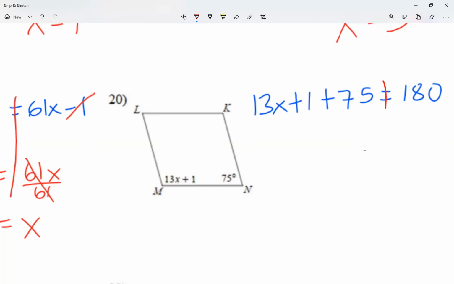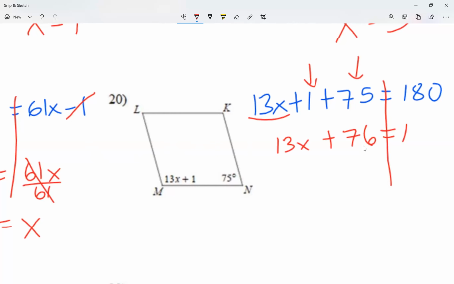All right, the rest is just algebra. Let me separate my sides at the equal sign. On the left side, I can probably combine some like terms. When it comes to letters, I just have 13x. When it comes to numbers that don't have a letter, I see a positive 1 plus 75. So 1 plus 75, I usually call that 76. And I'm going to say all of this is equal to 180. Notice I just combined my like terms. I want 13x by itself.